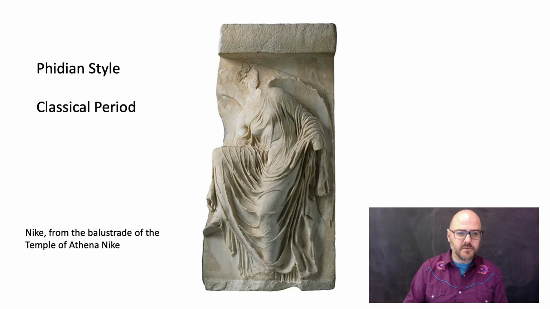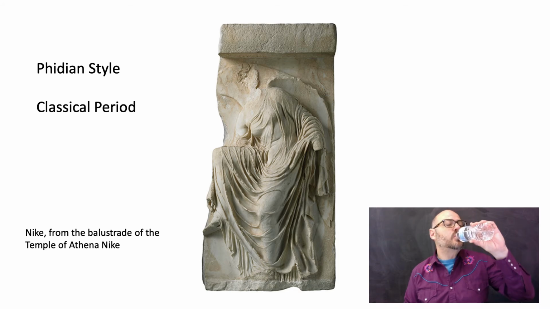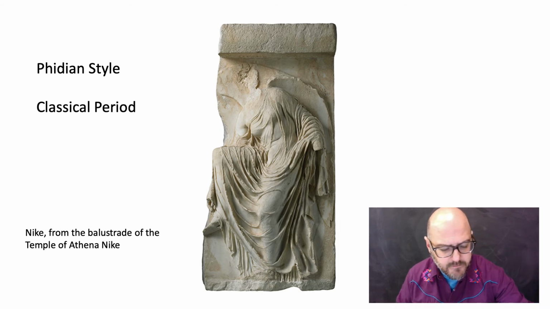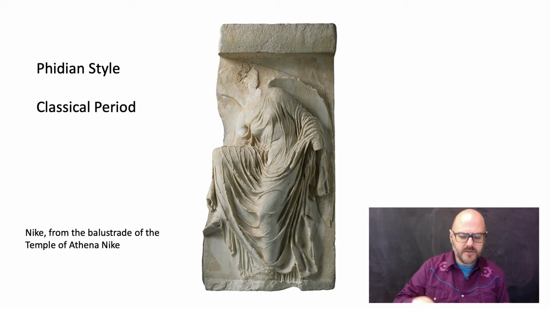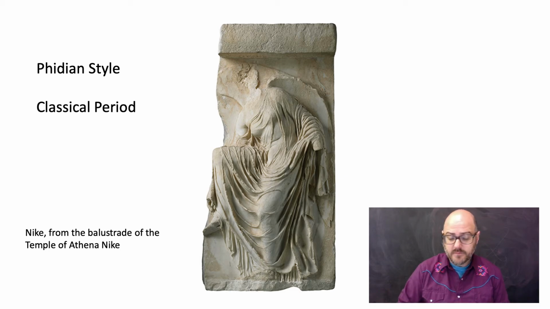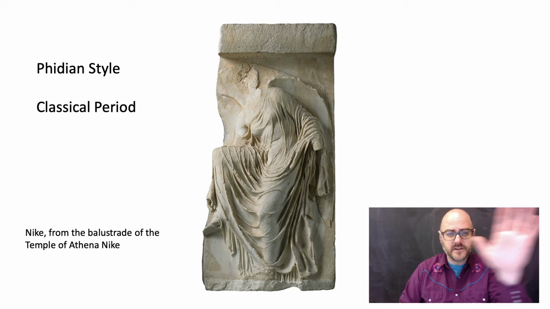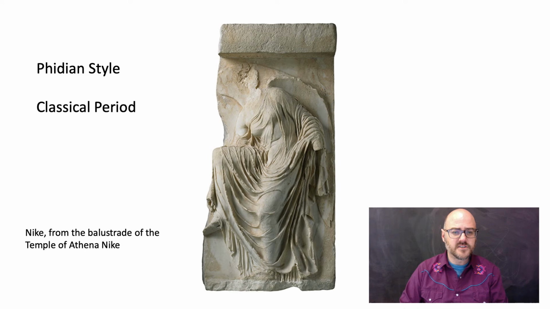And so that leads us into the next part, and that's called Phidian style. So this is still part of the classical period, and we call it the Phidian style because Phidias was the sculptor that made that really famous, monumental, huge sculpture of Athena inside of the Parthenon. And outside, some of the sculptures and balustrades and friezes Phidias also made. So we call this the Phidian style, also known as the wet style.